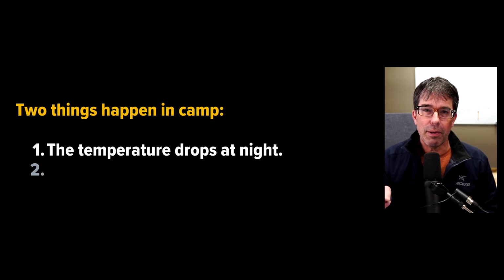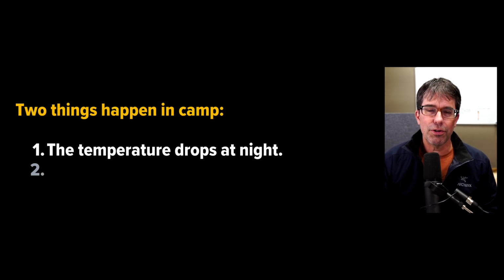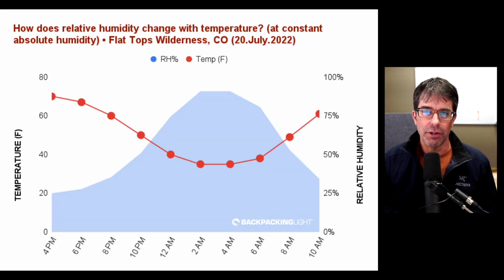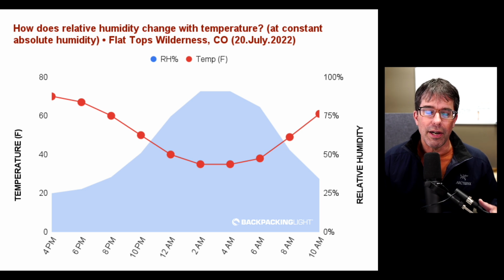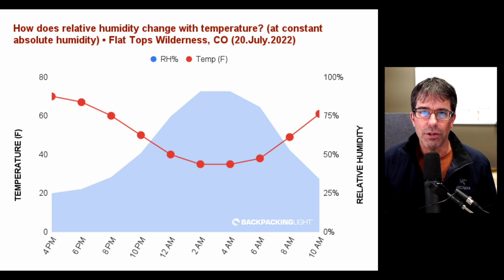Now, two things happen every single night you camp. The first one is that the temperature drops. Here's a graph of actual measurements I took on a wilderness trip in July of 2022, where I'm measuring the inside and outside temperatures and relative humidities. I'm using a Tarp Tent Dipole in this case. You can see from the red line that as the evening proceeds, the temperature drops, and then as morning comes, the temperature rises. Likewise, the humidity inside that tent rises as well throughout the night. So let's take a closer look and see what's going on here.